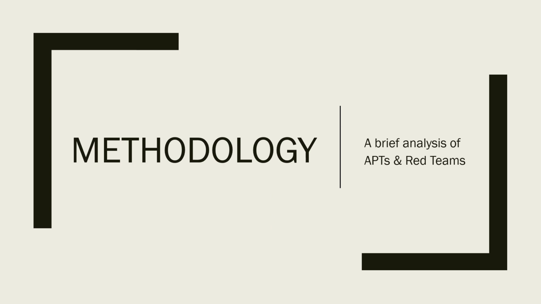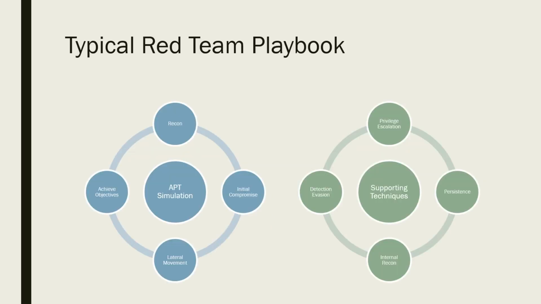Part of the methodology, we're going to be looking at a typical red team playbook, where you have the process of the simulation on the left-hand side. You've got your recon, your initial compromise, lateral movement, and then achieving your objectives, right? So you're pretty much getting into the target network, hopping around to wherever you need to be to achieve your objective, whatever that is, whether it is extracting funds from a bank or ransomwaring the whole thing to bankrupt someone.